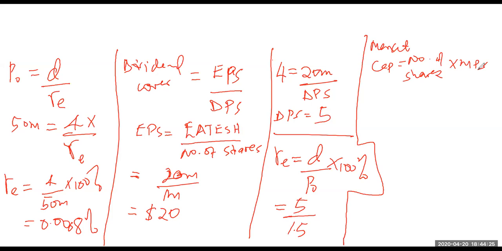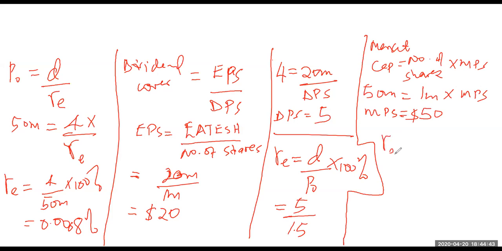So we have the market capitalization as 50 million and the number of shares as 1 million. So we got the MPS, the market price per share, to be equal to 50.